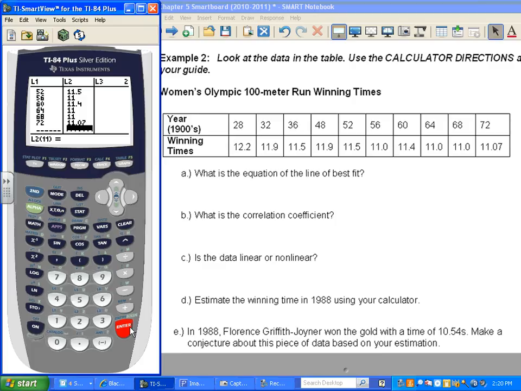Okay, step 4, second stat plot, which is second y equals. Everyone hit second y equals, and it tells you on the gold sheet, it's the y equals button at the top left. Hit enter once you make sure the 1 is highlighted.